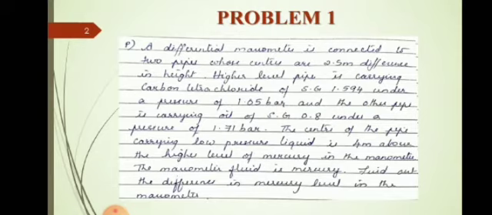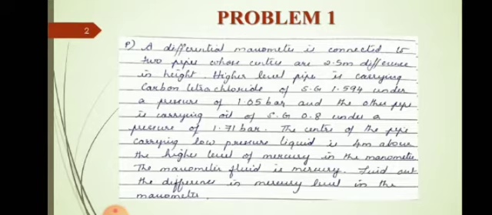The center of the pipe carrying low pressure liquid is 4 meter above the higher level of mercury in the manometer. So which is the low pressure pipe here? Low pressure pipe is the pipe with the pressure of 1.05 bar. That is, the higher level pipe is having low pressure, and the center of the low pressure pipe is 4 meter above the higher level of mercury in the manometer.